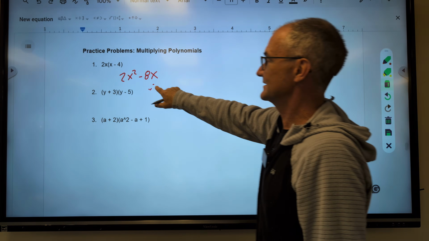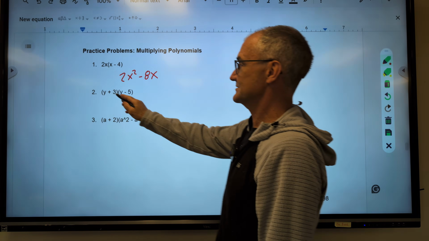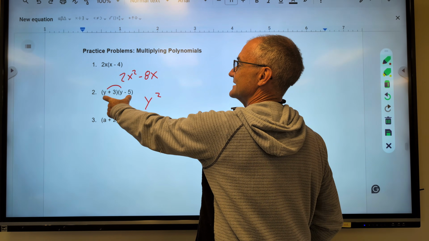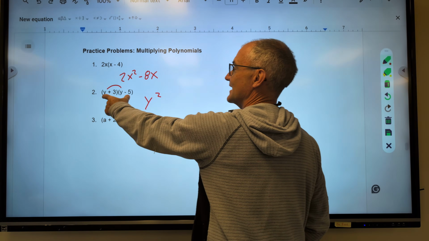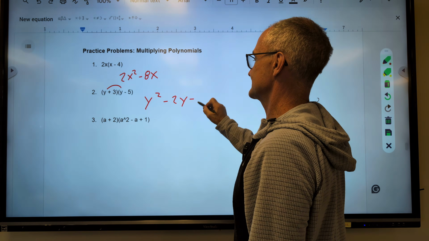After that, I have a binomial times a binomial. So I'm going to first term it, y squared. Outer term it, negative 5. Inner term it, 3y. So I got negative 5y plus 3y. Negative 2y minus 15.